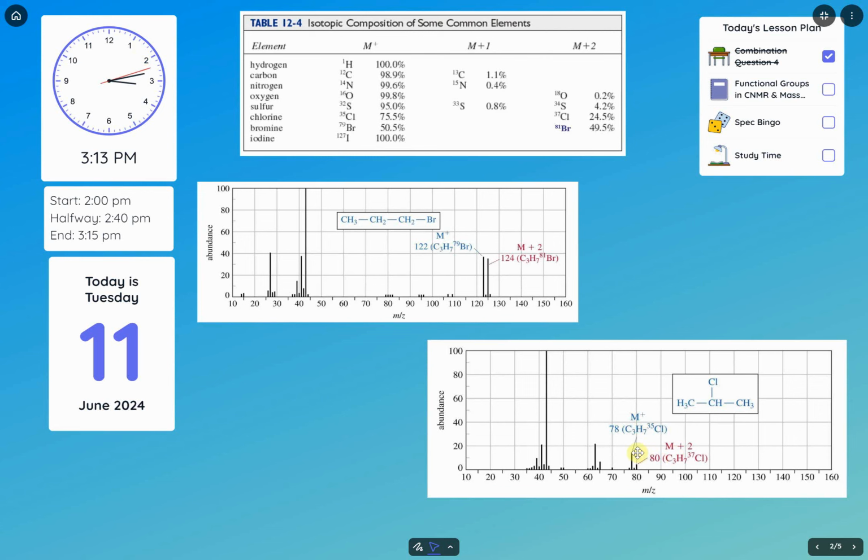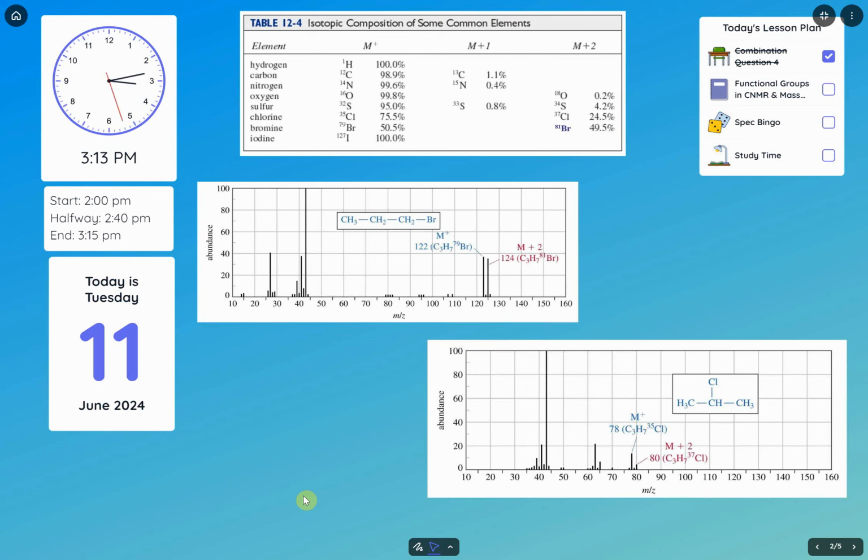And this one you'll see actually repeating itself. So you see it here, you see it here. It's doing it twice, so both of those fragments have chlorine in them. Okay? So that's how we use mass spec to figure out those 2.